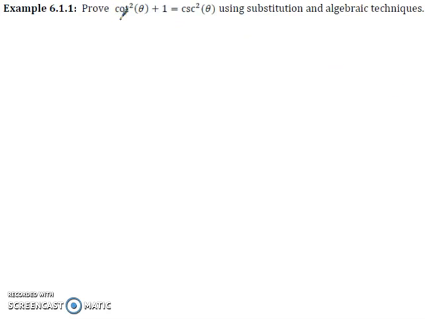So I'm going to start by manipulating this cotangent squared function. Cotangent I know is the reciprocal of my tangent function. Well, tangent is sine over cosine, which means that my cotangent is going to be cosine over sine. So I have my cosine of theta over my sine of theta. That is my cotangent. I am squaring that. Plus 1 is equal to cosecant squared.